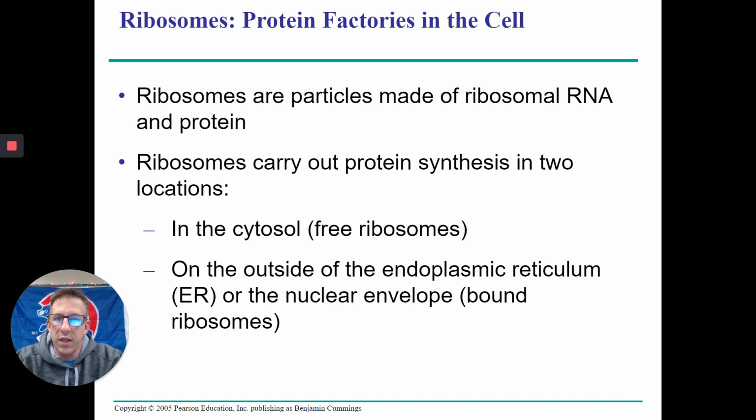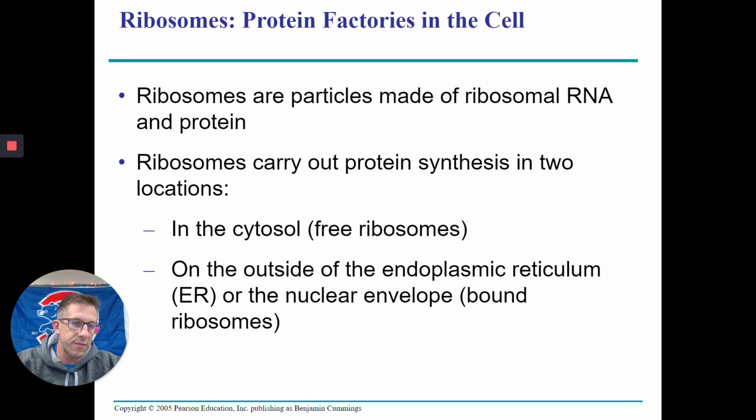One thing we'll realize once we get further on in this material, again, this is not something you necessarily need to know for this particular chapter, but there are many different types of RNA that have many different types of functions. And one of the types of RNA is called ribosomal RNA, and its function is to make ribosomes. Okay? So ribosomes carry out protein synthesis in two locations.